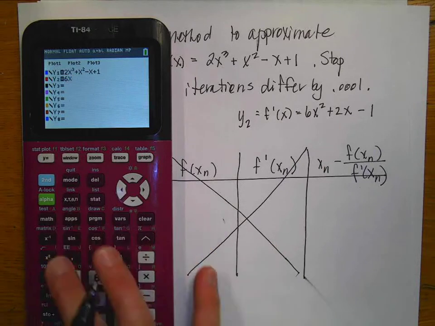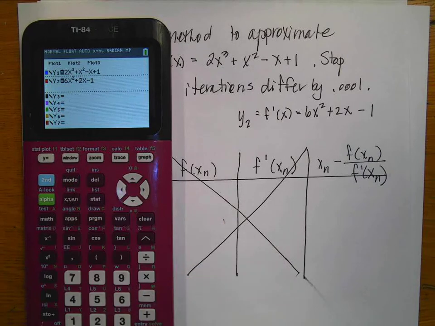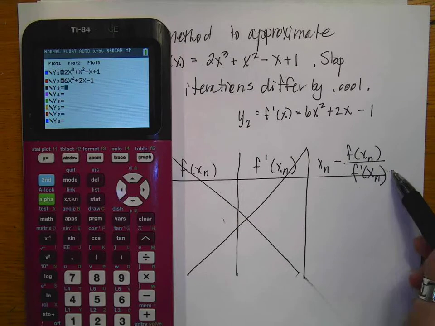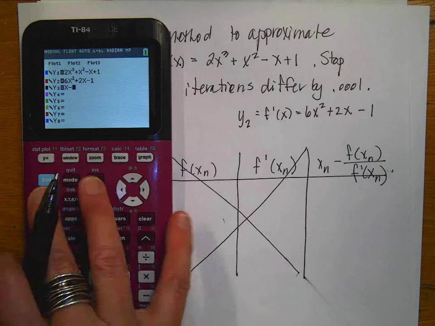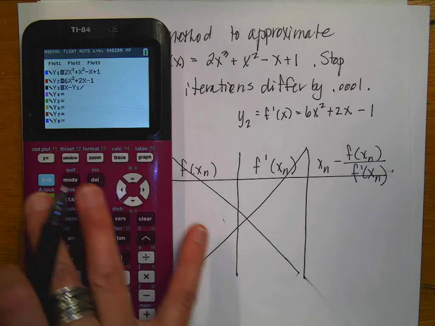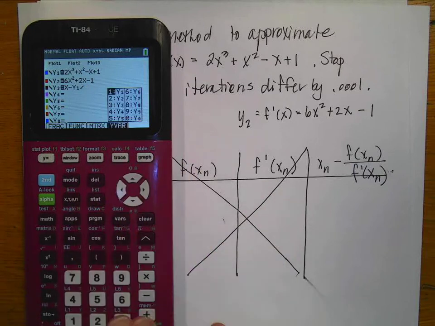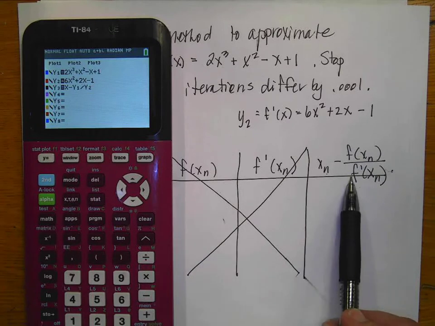So I'm going to enter my derivative, 6x squared plus 2x minus 1, okay? And then on the third line, I'm going to use my calculator. I'm going to put in an x, and then subtract, and then do alpha f4, the original equation, divided by alpha f4, the derivative, okay? So I have put all of the table into my calculator.